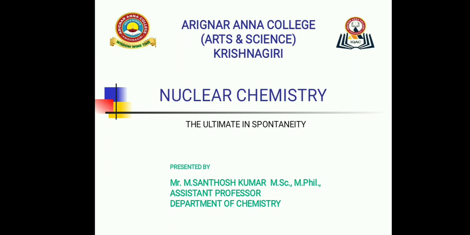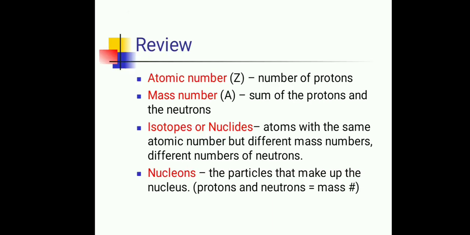In this video, I will be explaining some basic concepts of nuclear chemistry. Atomic number, we know, is the number of protons. Mass number is the sum of the protons and the neutrons. And we know very well about isotopes, that is, atoms with the same atomic number but different mass numbers, that is, a different number of neutrons.